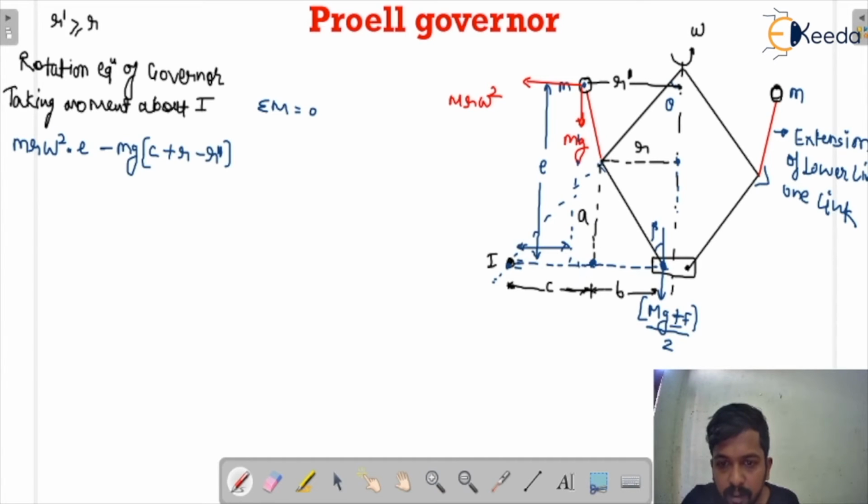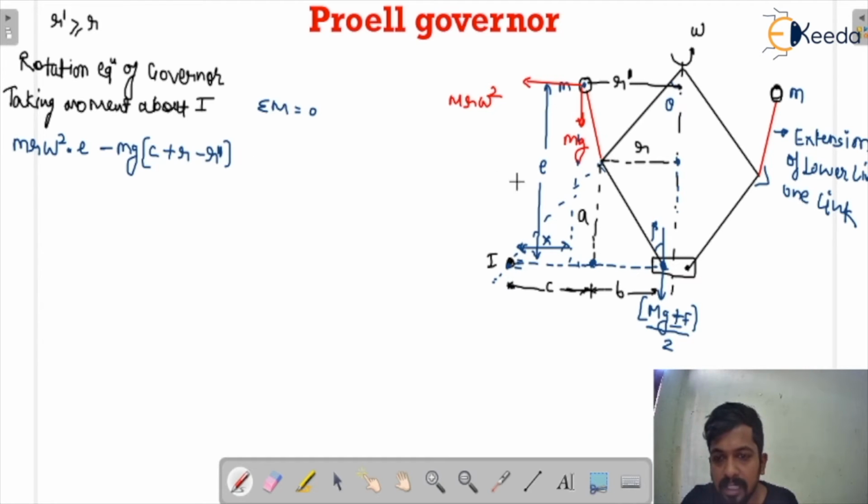Okay, so what would be that distance? So that is c plus r. Okay, c plus r minus r dash, then you get the value of this. If you assume this as x, you will get the value of x as c plus r minus r dash. So it would be the radius of rotation for the force about the instantaneous center.